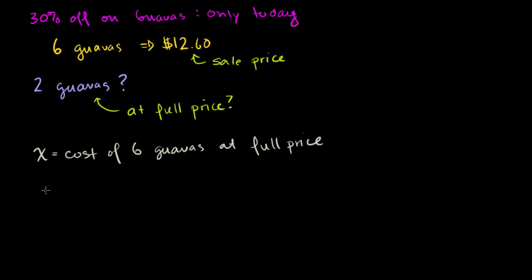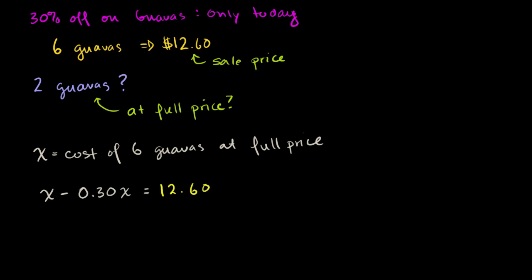So if we have the full price of 6 guavas, we're going to take 30% off of that. That's the same thing as 0.30, or I could just write 0.3. Actually, let me write it like this. My wife is always bugging me to write zeros before decimals. So that's the full price of 6 guavas minus 0.30 times the full price. I'm literally just taking 30% off the full price. This is how we figure out the sale price, and it's going to be equal to $12.60.